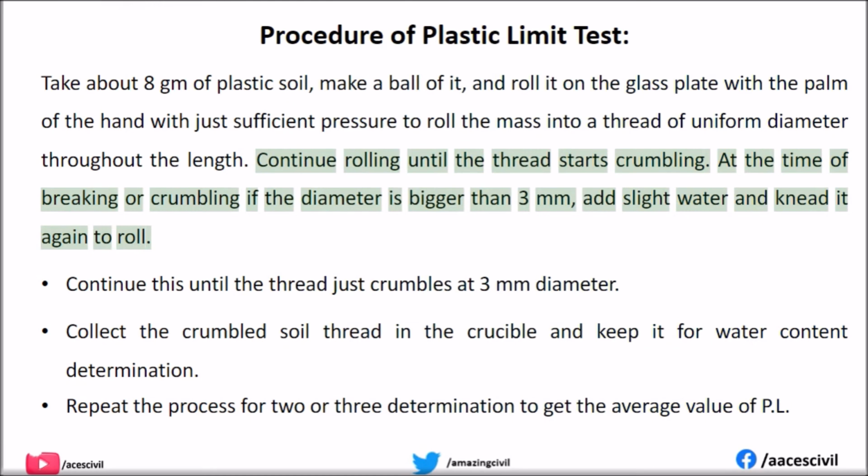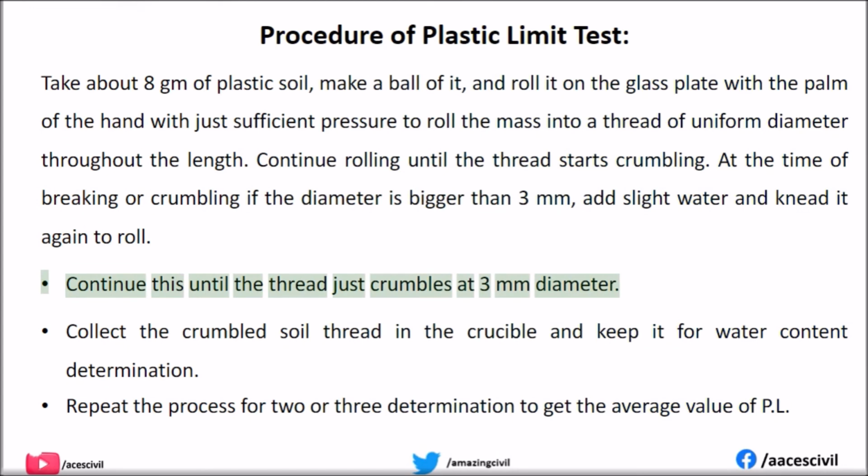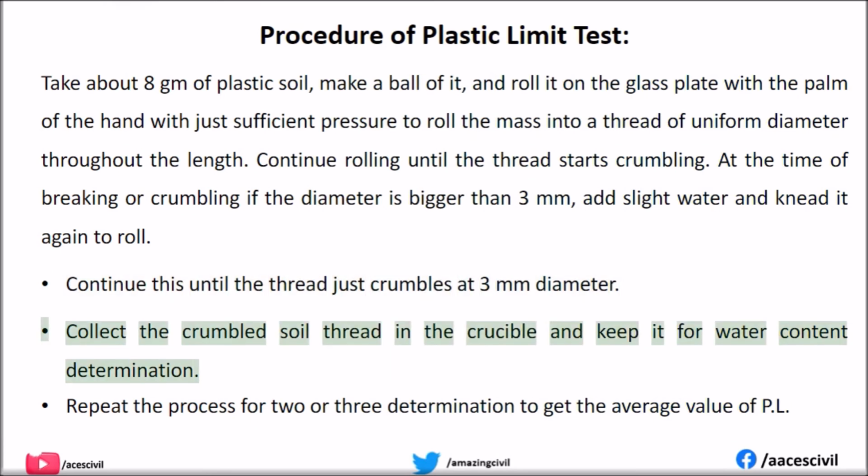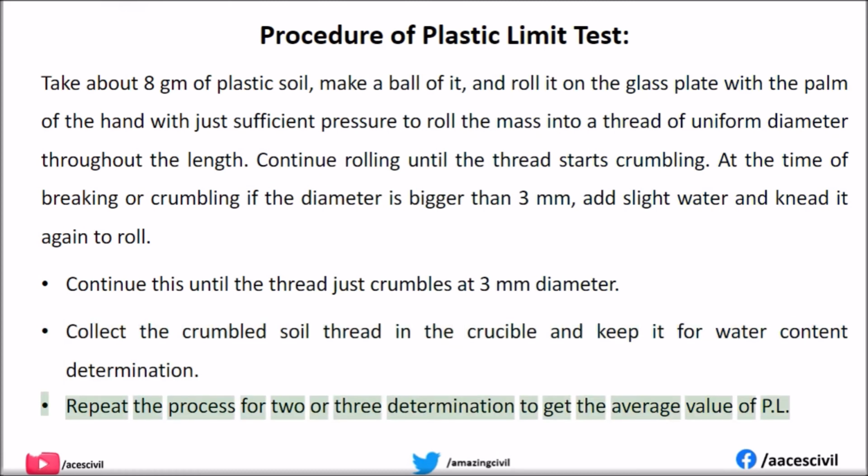Continue rolling until the thread starts crumbling. At the time of breaking or crumbling, if the diameter is bigger than 3 mm, add slight water and knead it again to roll. Continue this until the thread just crumbles at 3 mm diameter. Collect the crumbled soil thread in the crucible and keep it for water content determination. Repeat the process for 2 or 3 determinations to get the average value of PL.